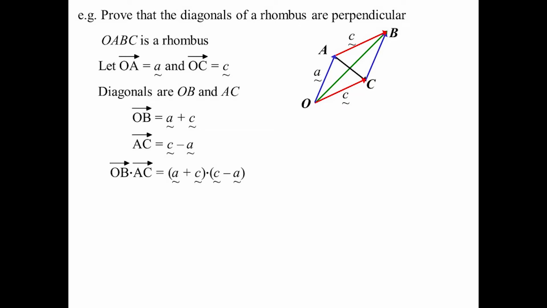Now I chose AC, I could have chosen CA, it doesn't really matter. Okay, so let's have a look at the dot products. Remember, we're trying to prove these two lines, or vectors, are perpendicular. So if I can show that their dot product equals 0, there's my proof, they've got to be perpendicular.